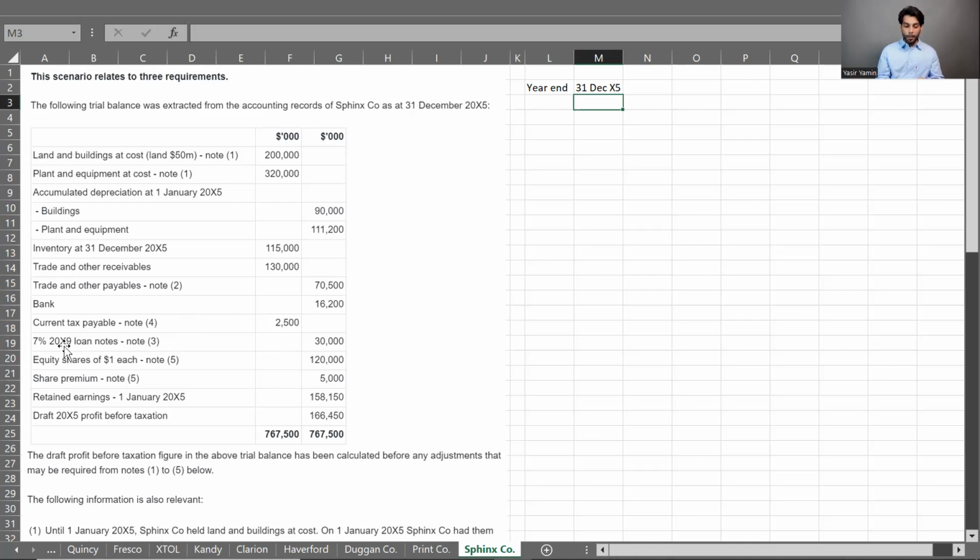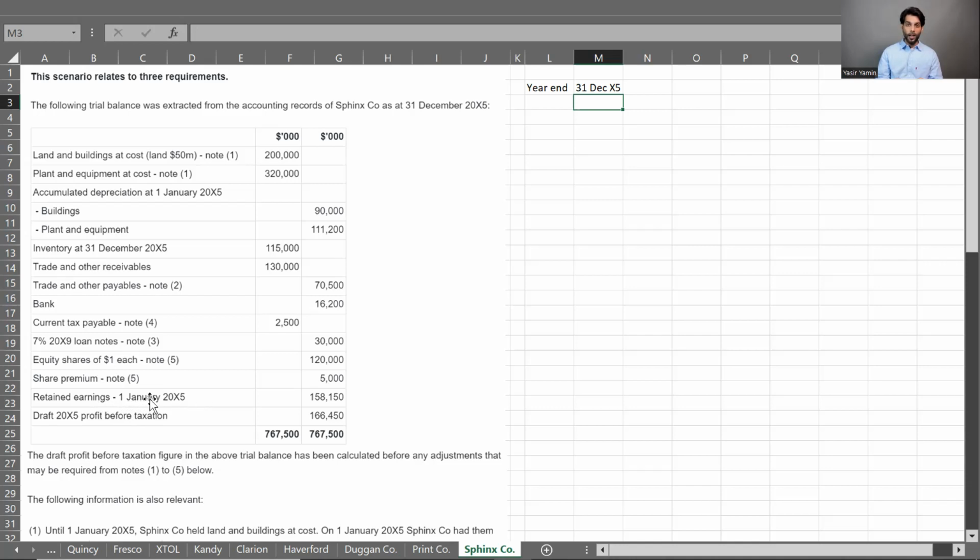Then you have been given 7% 20x9 loan notes of 30,000. Yeah, so these are loan notes. Then you have been given share capital of 120,000, whereas the par value is $1. Then you have been given share premium. If you look closely, both share capital and share premium have been given the note reference of note number 5. So there is something in note number 5 that we need to go and check out and do adjustments in our trial balance. Then you have been given opening retained earnings.